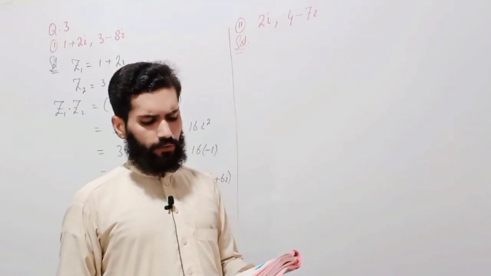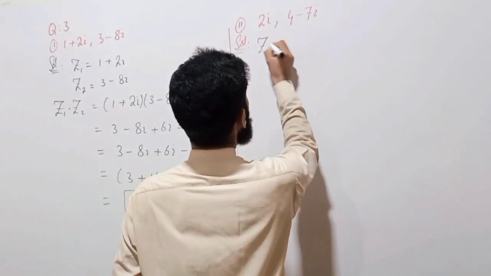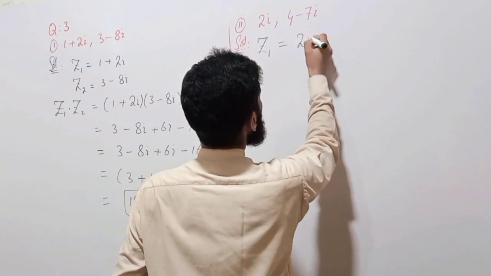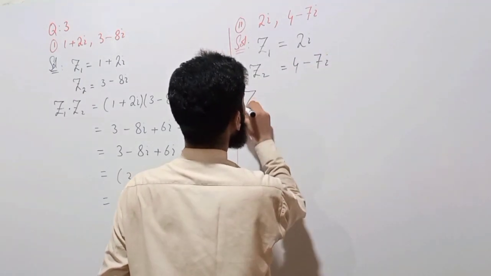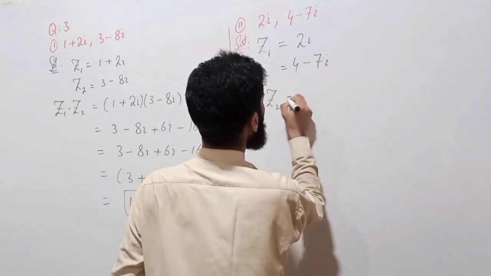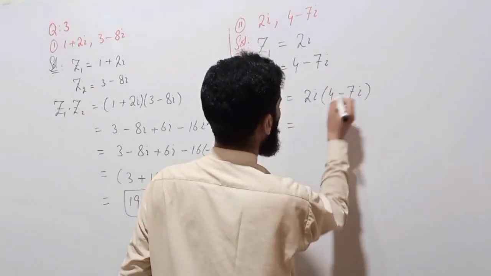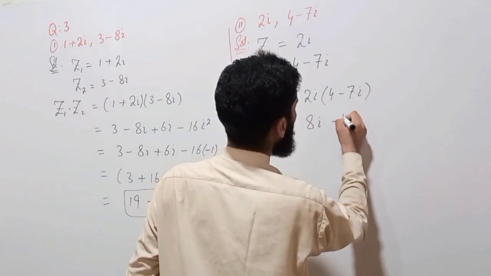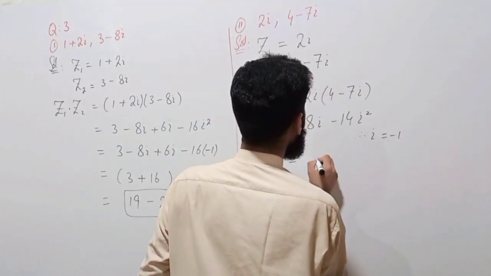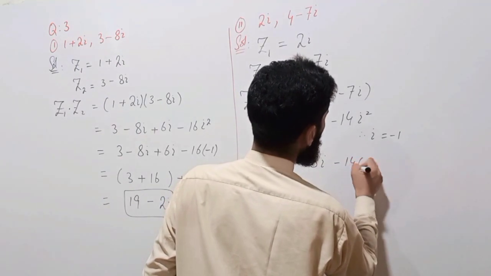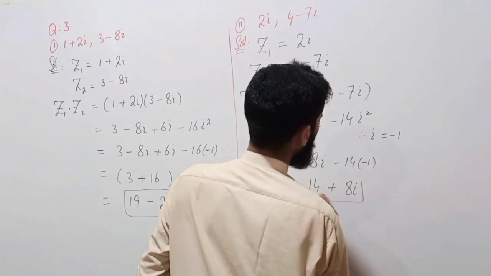Now let us take the next one: 2 iota and 4 minus 7 iota. Z1 is equal to 2 iota and Z2 is equal to 4 minus 7 iota. The multiplication Z1 multiply Z2 is 2 iota multiply 4 minus 7 iota, which is 8 iota minus 14 iota square. We know that iota square is equal to negative 1, so 8 iota minus 14 times negative 1, which gives 14 plus 8 iota. This is the required result.